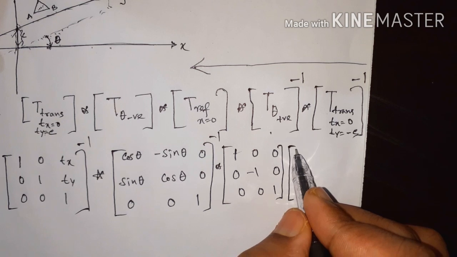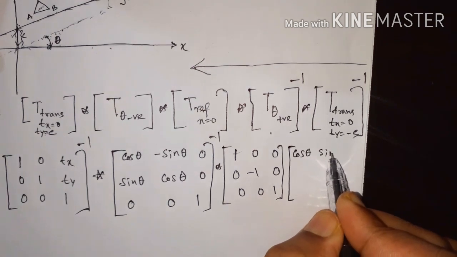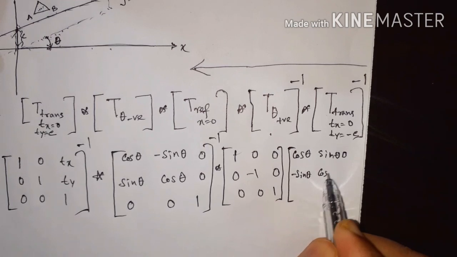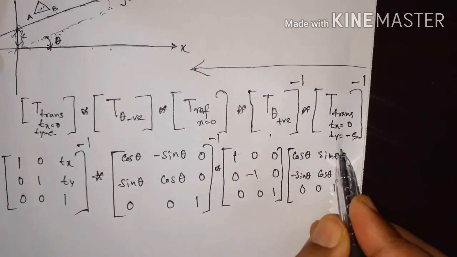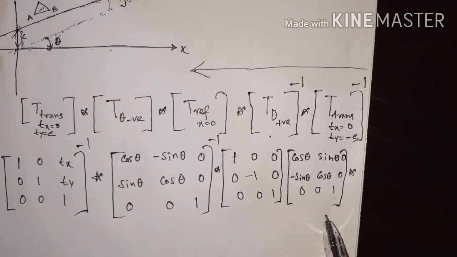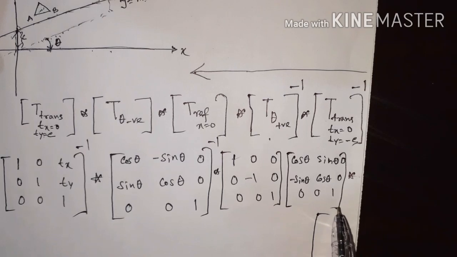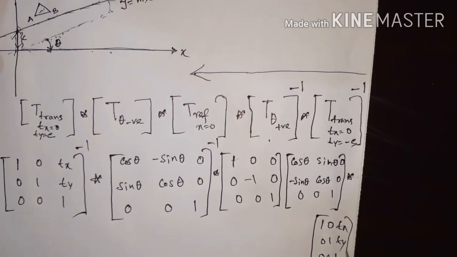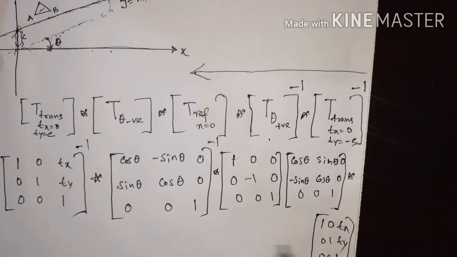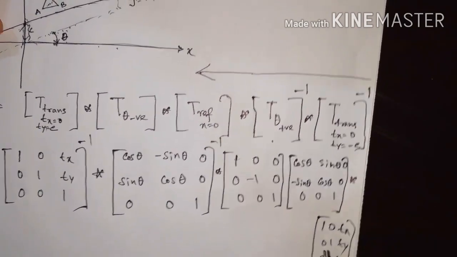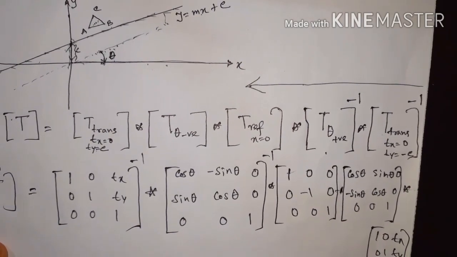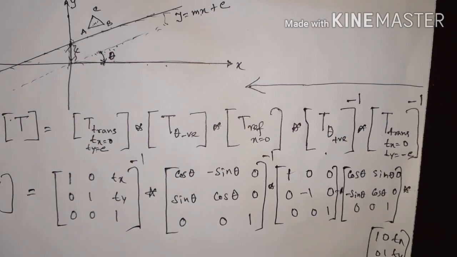Rotate clockwise: cos theta sin theta 0, minus sin theta cos theta 0, 0 0 1, into translation, 1 0 tx, 0 1 ty, 0 0 1, which is the inverse, so this is negative, this is positive, this is plus, this is minus c, this is plus c. Here c amount we have to increase or decrease. So this is the final transformation. You have to do matrix multiplication. Okay, now I would like to discuss the example.